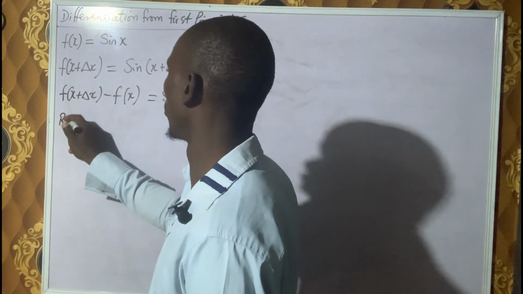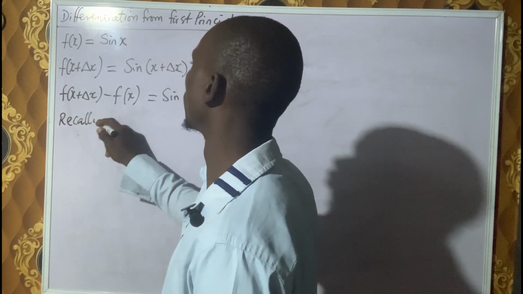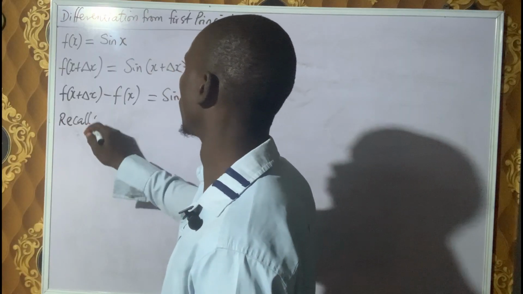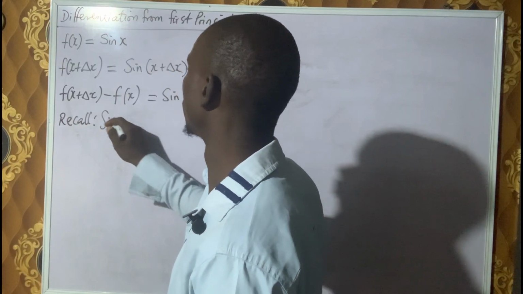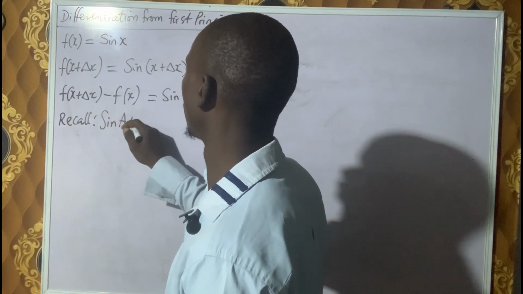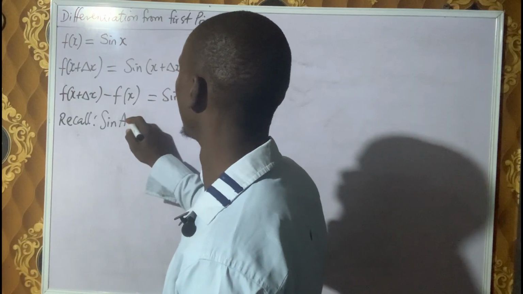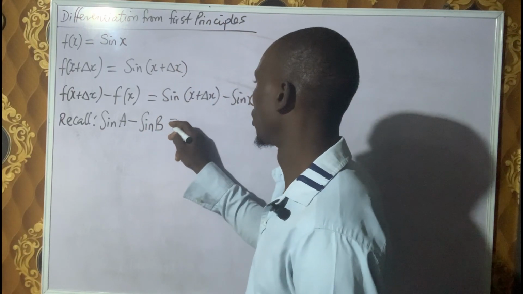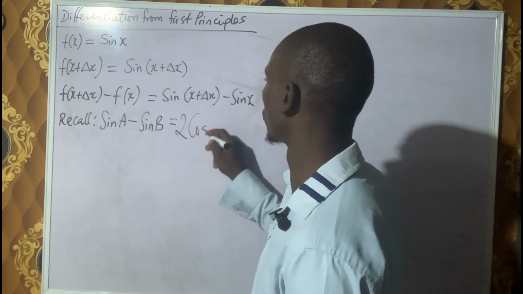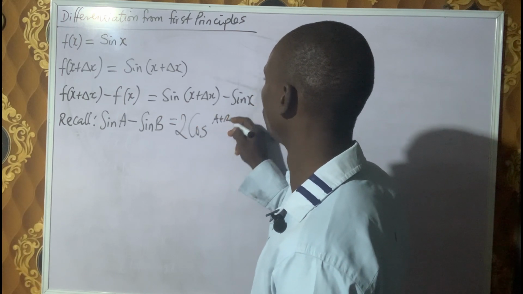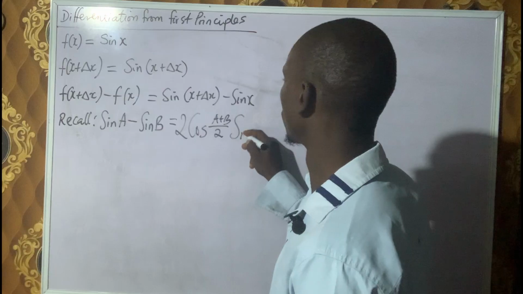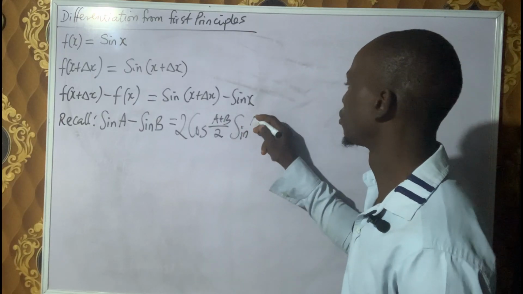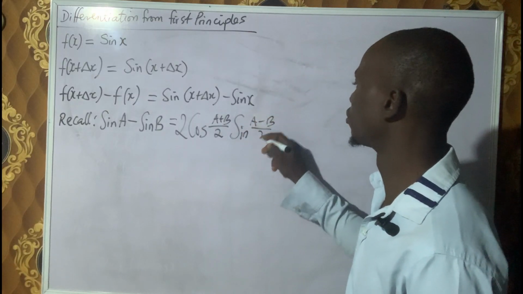So I'm recalling that sine A minus sine B is equal to 2 cos A plus B over 2 sine A minus B over 2.